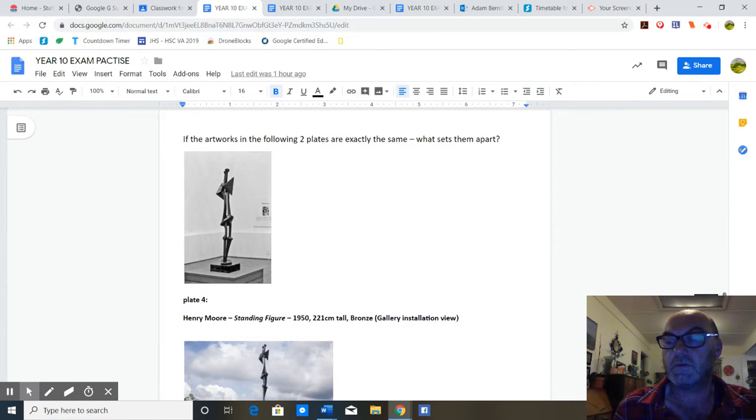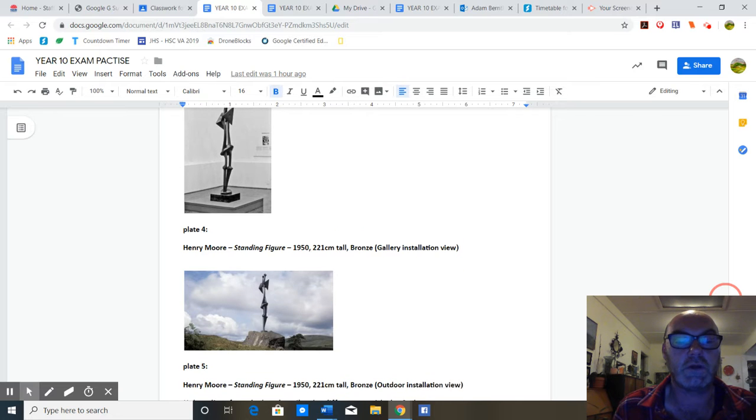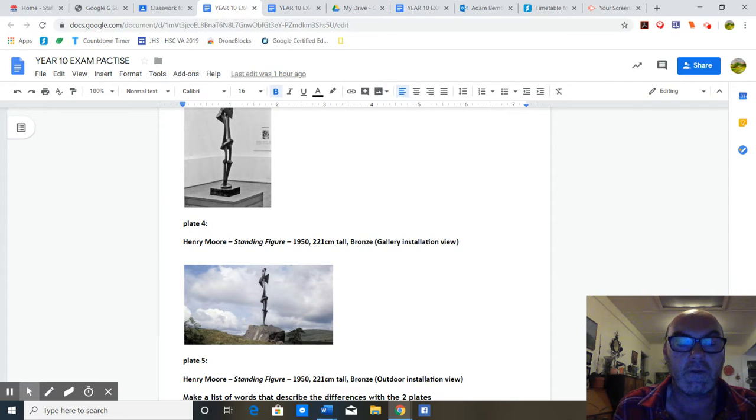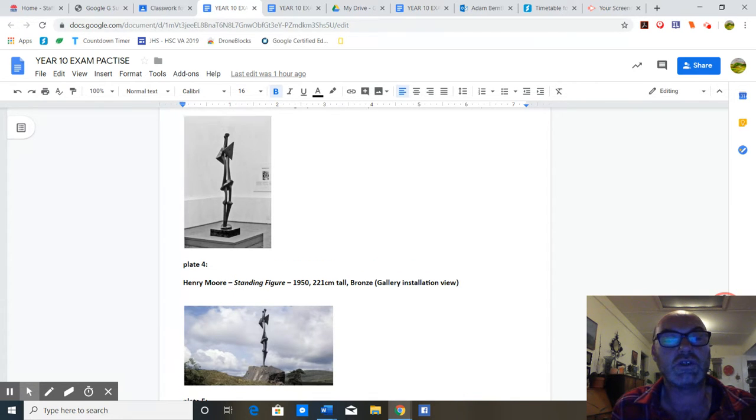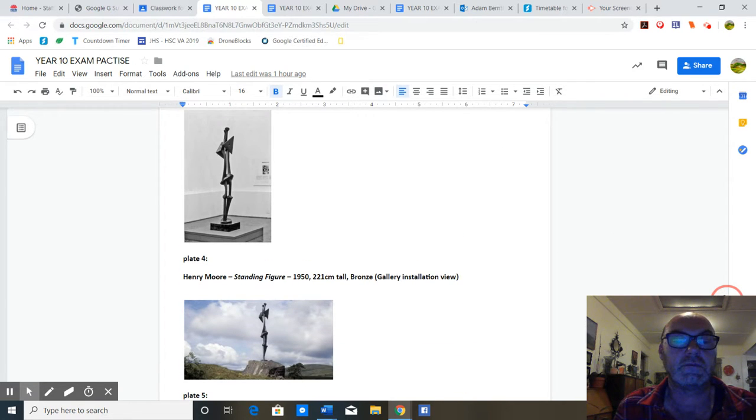So, if we just have a little look, they're both by Henry Moore. They're both titled Standing Figure. They're both done in 1950, and they're both 221 centimetres tall and made of bronze. The only difference is the situation that they are in. The site that these two are in is not the same. One is an indoor site, one is an outdoor site.